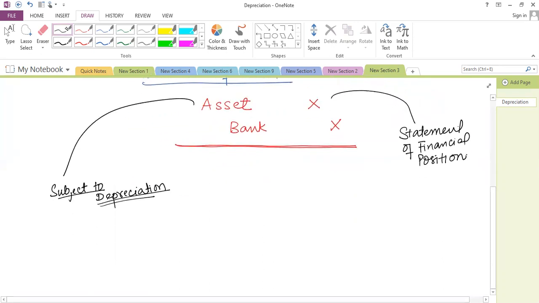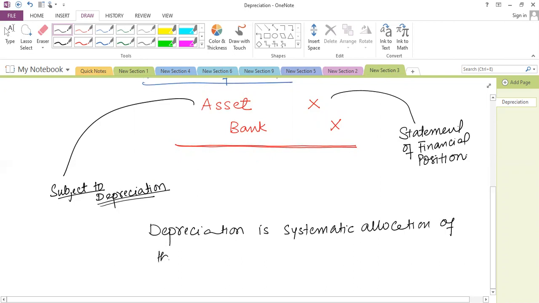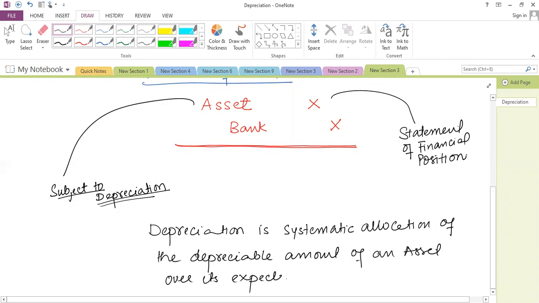Now, what exactly is the definition of depreciation? Depreciation is the systematic allocation of the depreciable amount of an asset over its expected useful life.